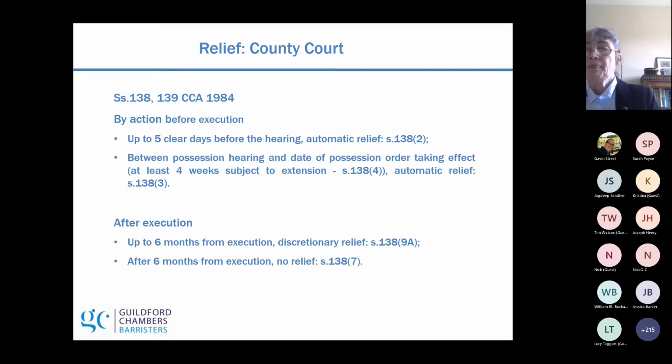After execution, then section 138(9)(a) gives the court jurisdiction to grant relief for up to 6 months on such terms and conditions as it thinks fit. The 6 months, however, is a long stop, and thereafter by section 138(7), the tenant is barred from all relief.